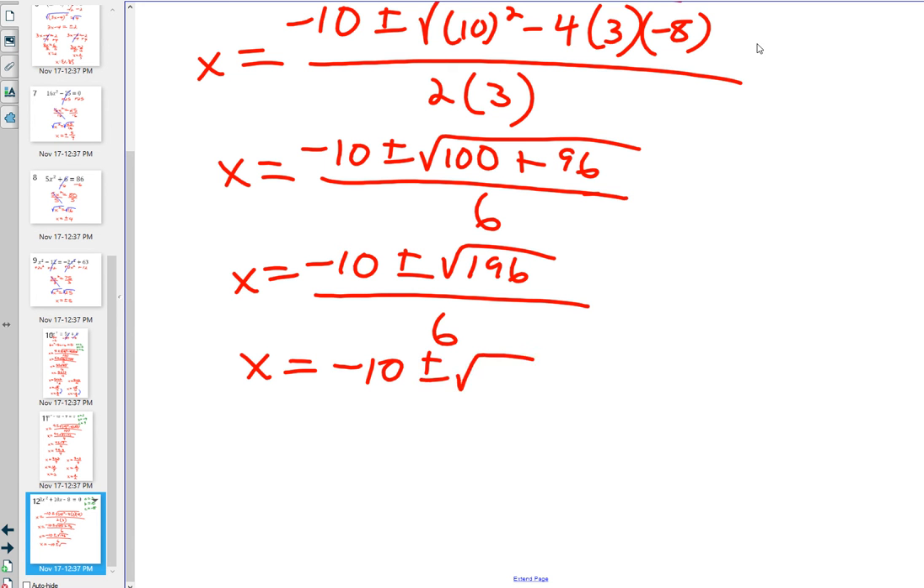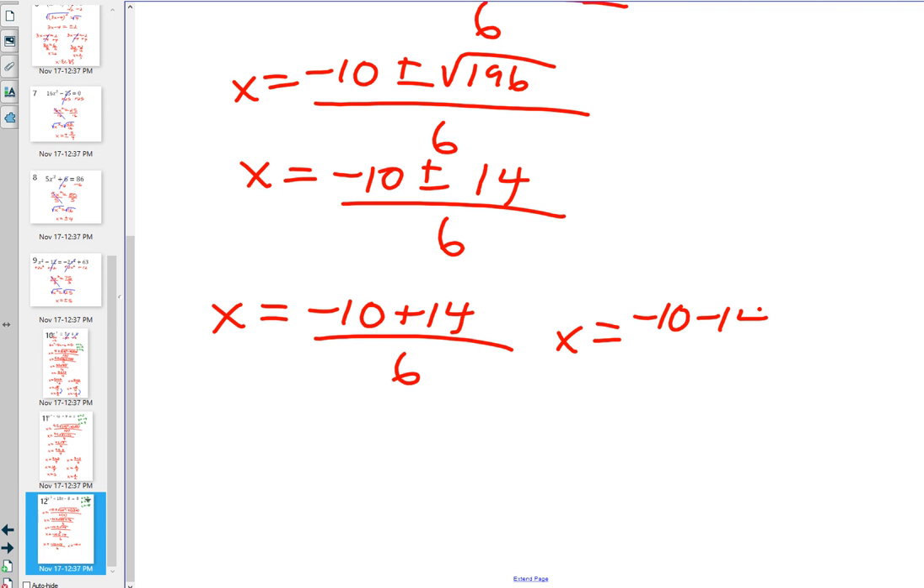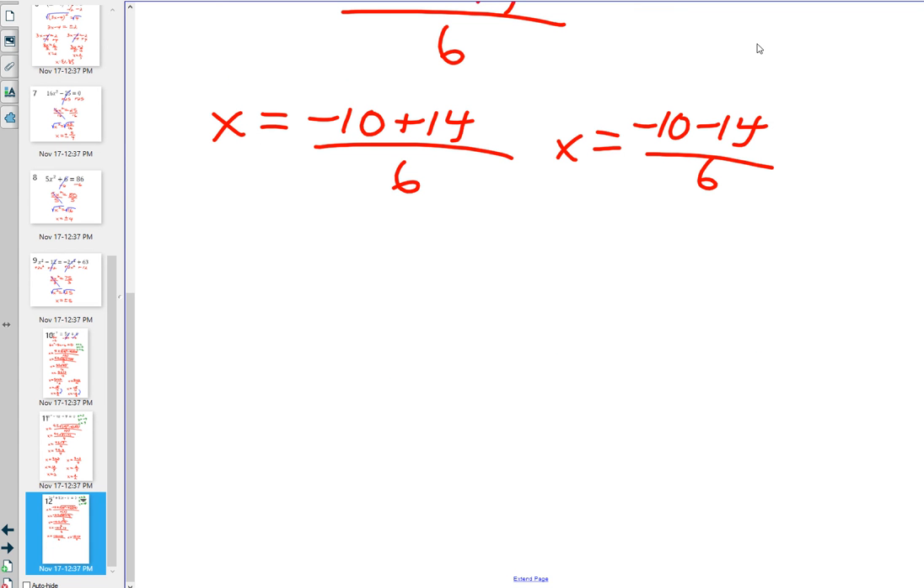So once again, we don't have a square root anymore, but we still have a plus or minus, and we're not done simplifying, so we gotta split. X is equal to 4 over 6, which is 2 over 3.